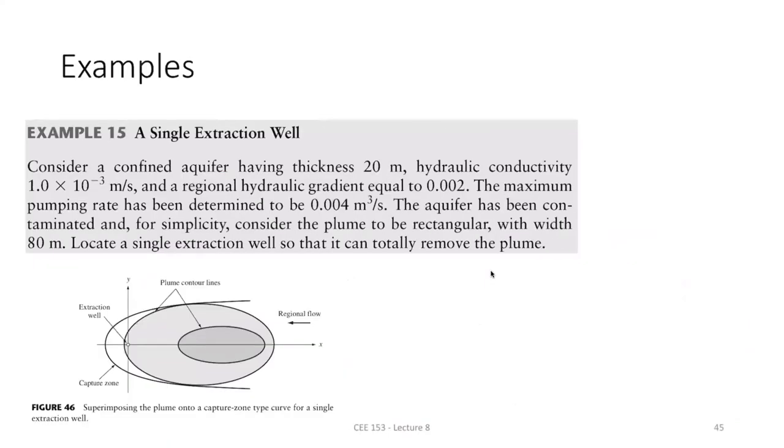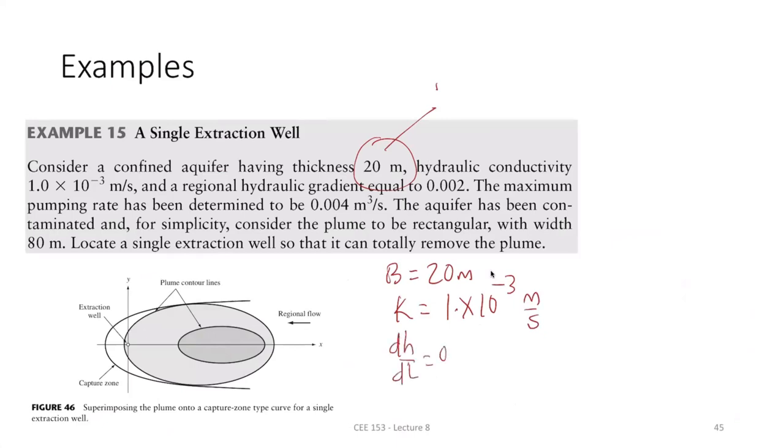So, having said that, let's solve these questions. That's the last question. Consider a confined aquifer having thickness B, so the value of B is 20 meters. Hydraulic conductivity is 1 times 10 to the power minus 3 meter per second. And the regional hydraulic gradient, so that's dH over dL, is 0.002. The maximum pumping rate has been determined to be Q, 0.004 meter cubed per second.